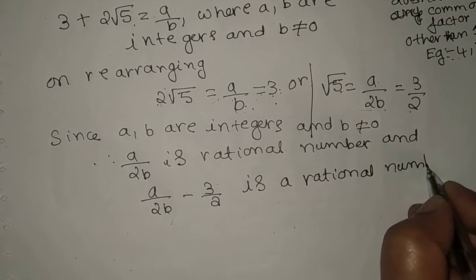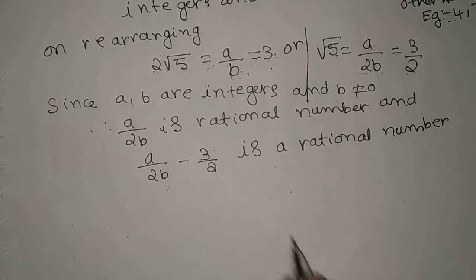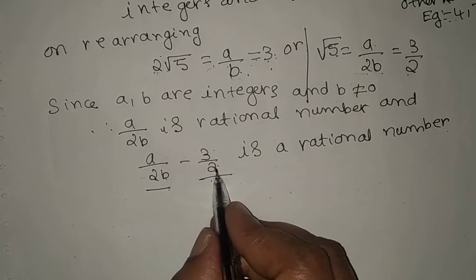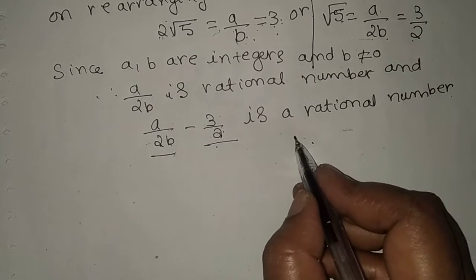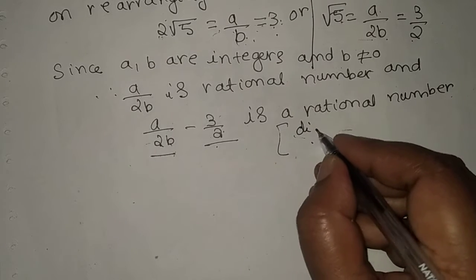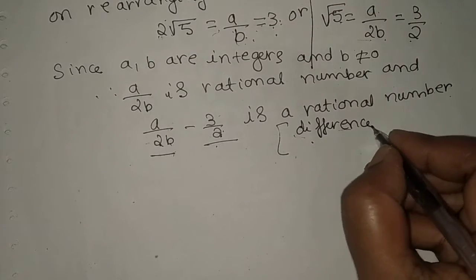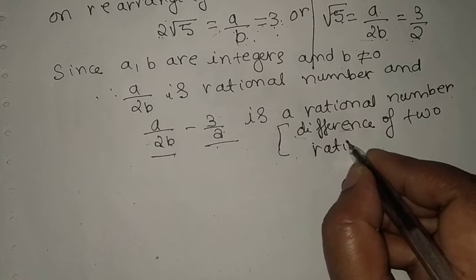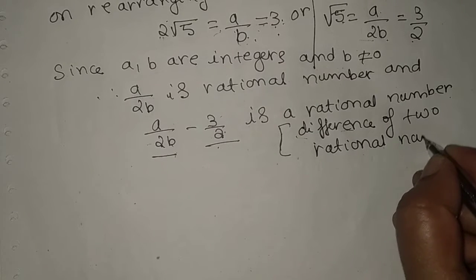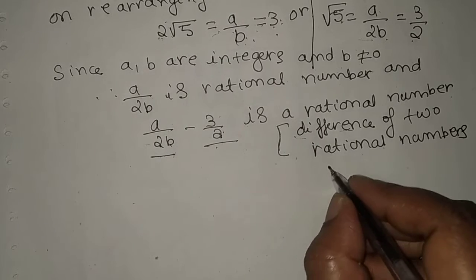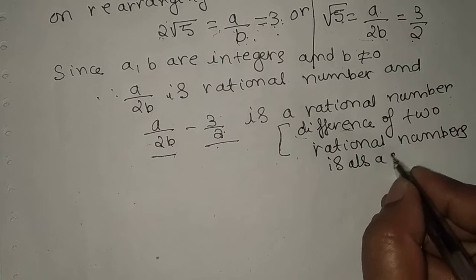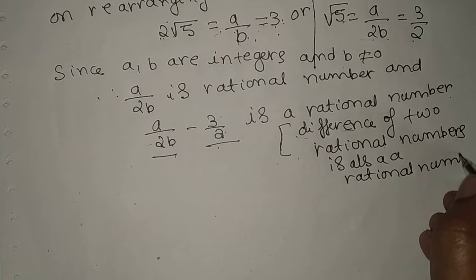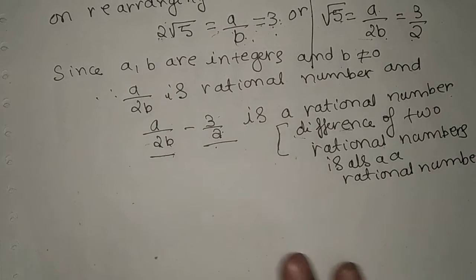So this is a rational number, this is a rational number, so the difference of these two will also be a rational number. You write here, the difference of two rational numbers is also a rational number. Every definition I am writing, please refer to this.